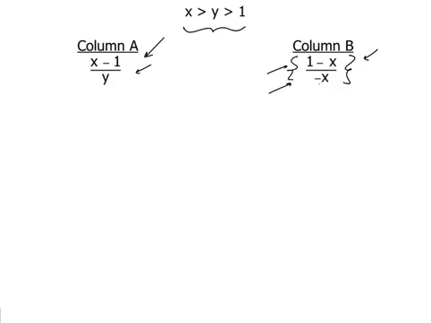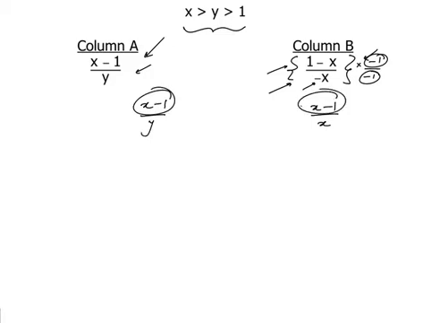So first thing is, you'll notice this is a minus x. Try to make everything positive. So I'm going to multiply both numerator and denominator by minus 1. So that will become x minus 1 over x. Now you'll see that this piece is the same on both sides. And we also know x is greater than 1. Which means that x minus 1 would be greater than 0.